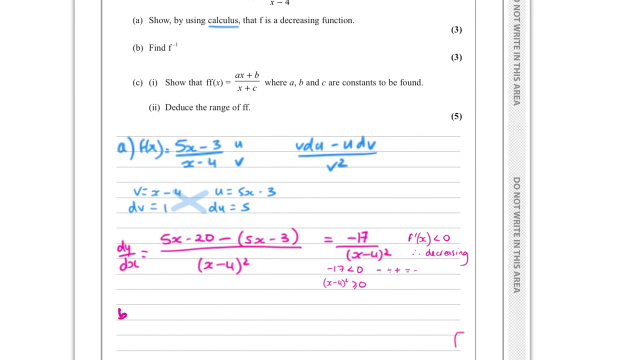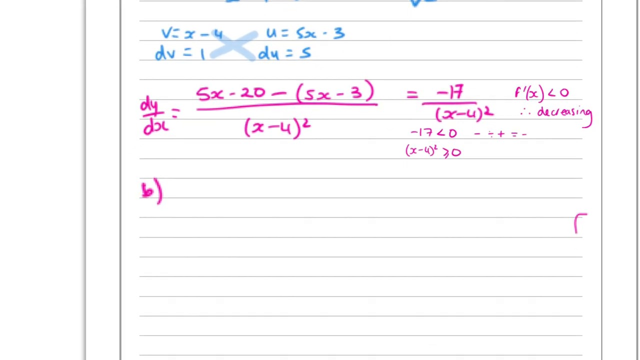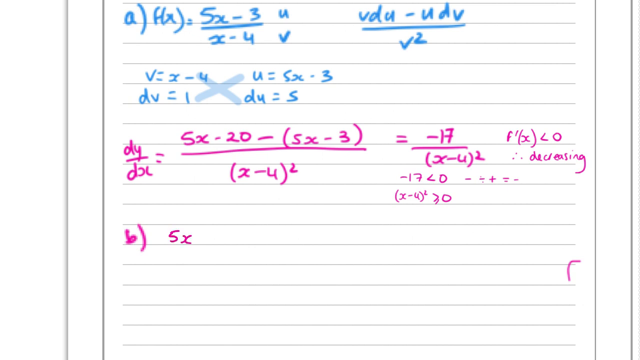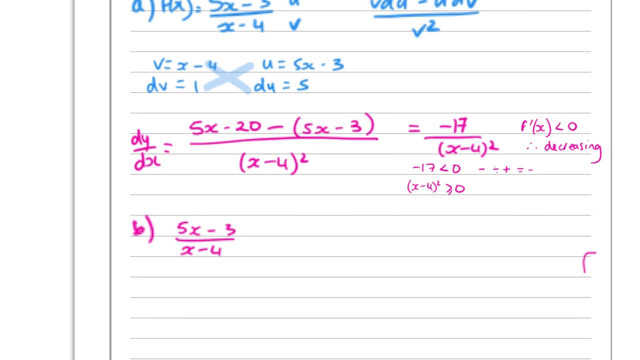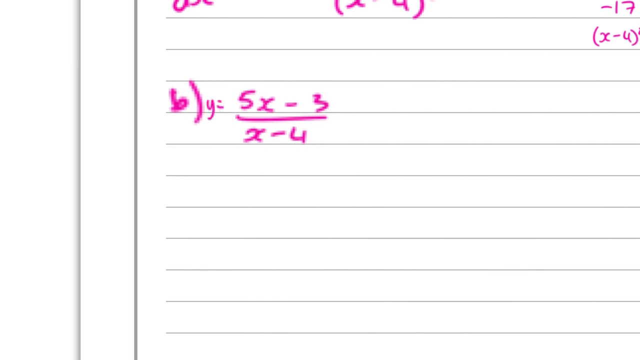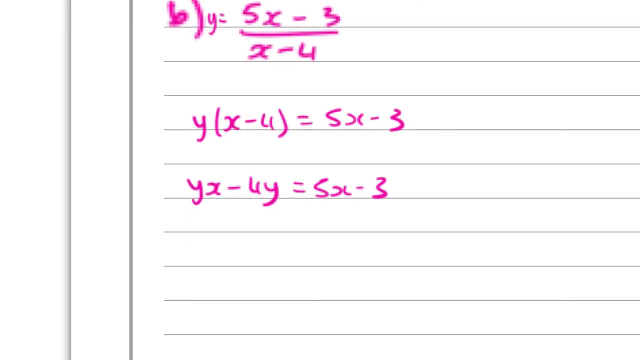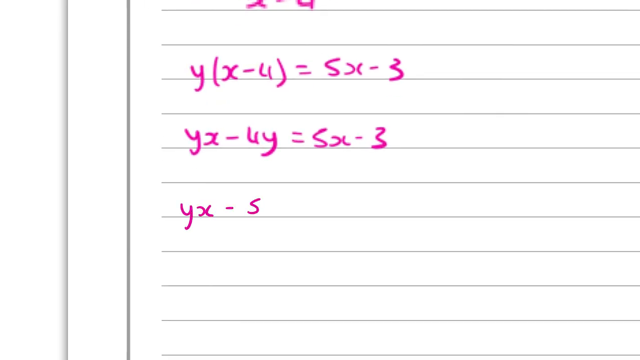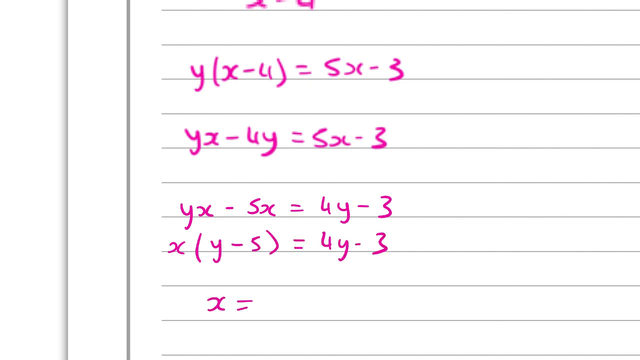Okay, part B. Find the inverse of f. So f(x) is 5x minus 3 over x minus 4. Now, everyone does this differently. What I'm going to do is put y equals and then rearrange to get x equals. So I'm going to multiply both sides by the denominator, expand out, rearrange to get x's on one side and everything else on the other, factorize out an x and then divide both sides.